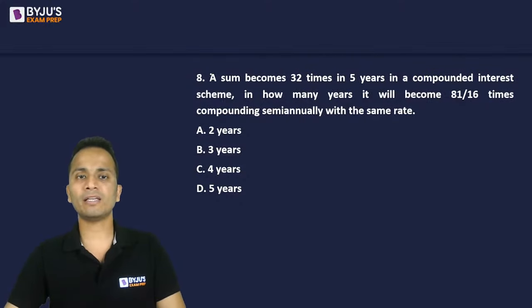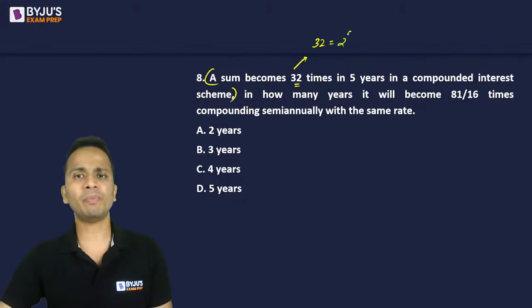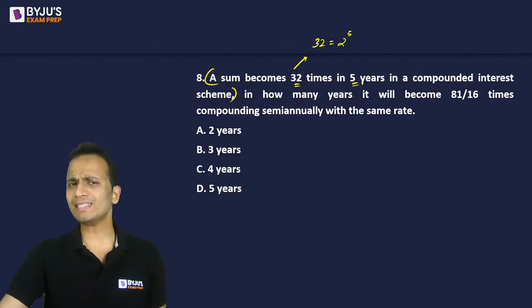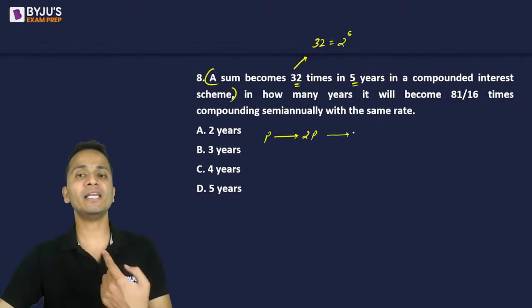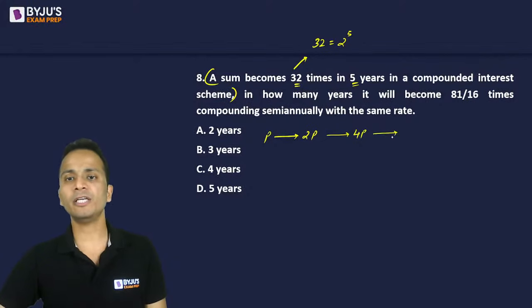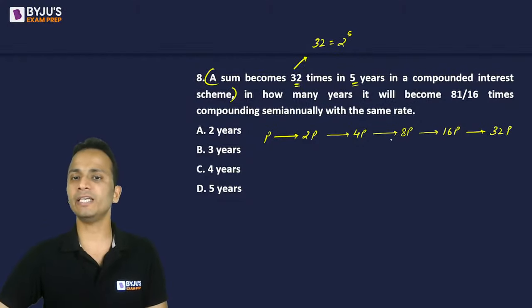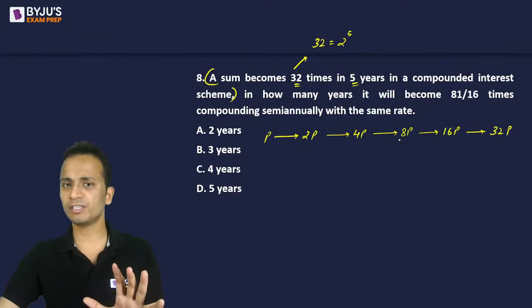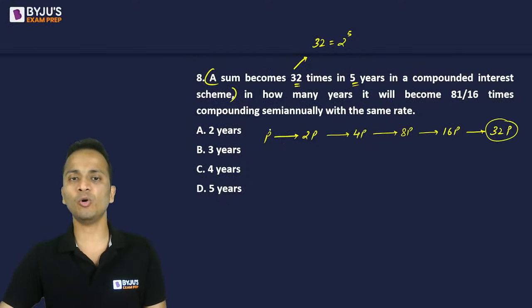Let's first of all look at the first part. The sum becomes 32 times in 5 years. Now 32 can be written as 2 raised to the power 5, and it has happened in 5 years. So every year my money is getting doubled. If I've started with P, in the first year it became 2P. In the second year, again it doubled, it became 4P. Then third year, 8P. Again it doubled, 16P. And finally, it doubled once again and became 32P. So in 5 years, every year my money is getting doubled, and at the end of 5 years it becomes 32 times the original value.